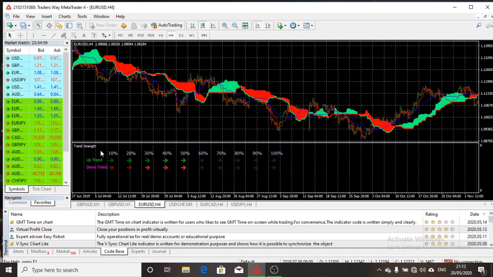The trend strength actually tells you the strength of the trend. It's good to combine it with the Ichimoku cloud. When the market is going up, when it is actually buying, the green one will be higher, and in a downtrend it will be lower. That will help you confirm that the trend is actually moving up.